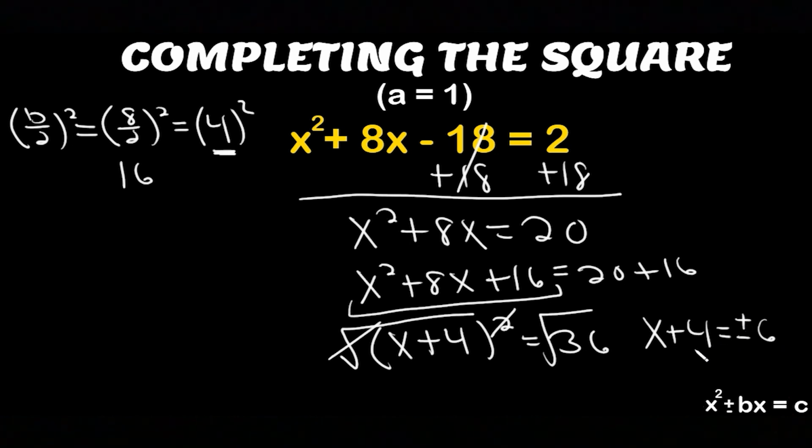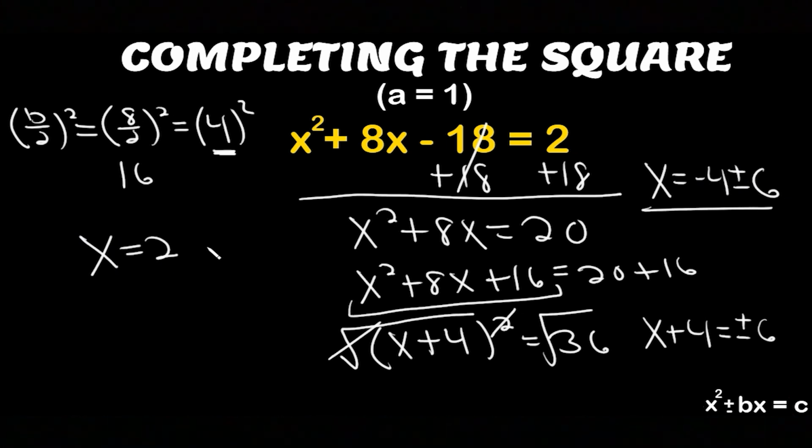My last step, I have to move this 4 over, so I get x is equal to negative 4 plus or minus 6. Now, technically, you can leave it like this if you want, or you can break it down into its individual parts. So I need to do negative 4 plus 6. That will give me 2. So x is equal to 2. And then I have to do negative 4 minus 6. That will give me negative 10. So x is equal to negative 10.